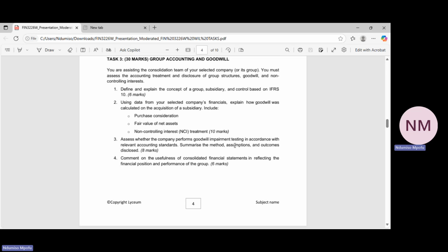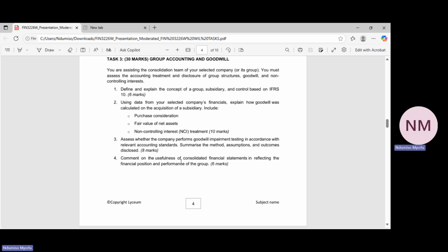Now, do not take that information as it is. Paraphrase, you present it as your answer based on the relevant accounting standards. So whatever you're explaining should be based on the accounting standards. I'm sure you can see that it's saying summarize the method, assumptions and outcomes disclosed. All this you can get from your research.